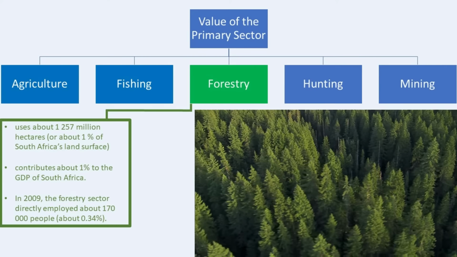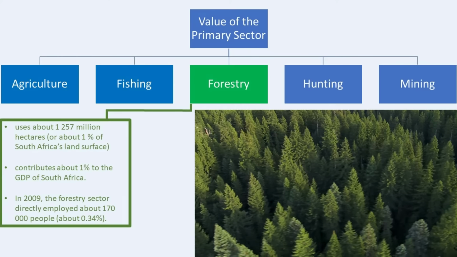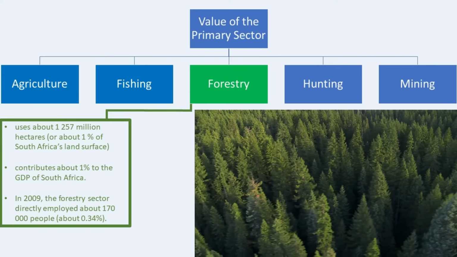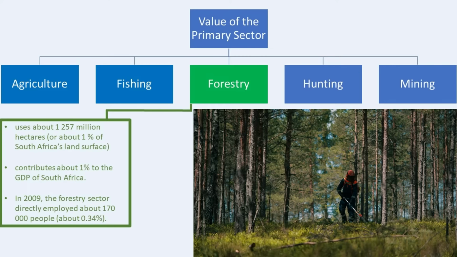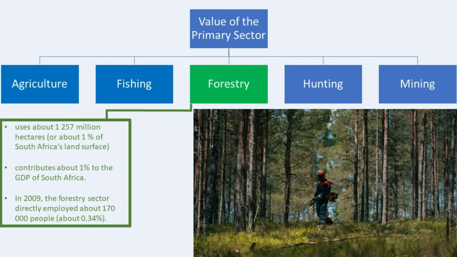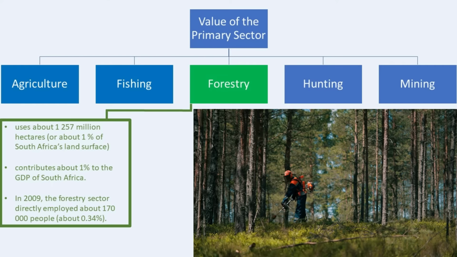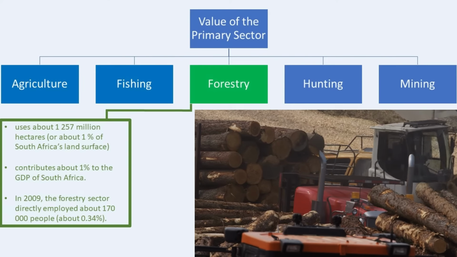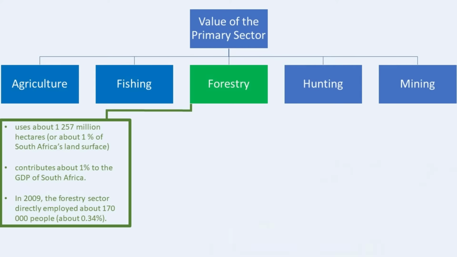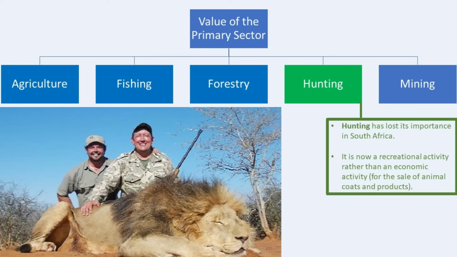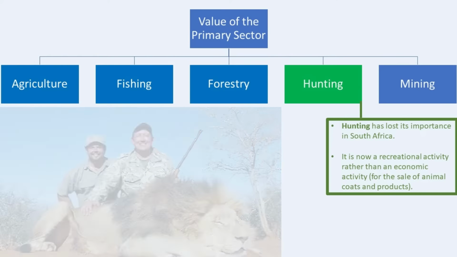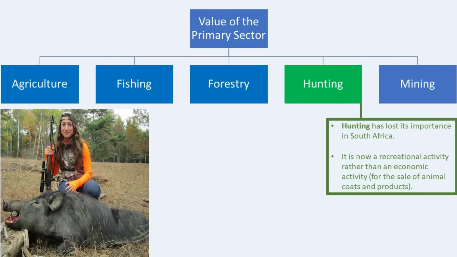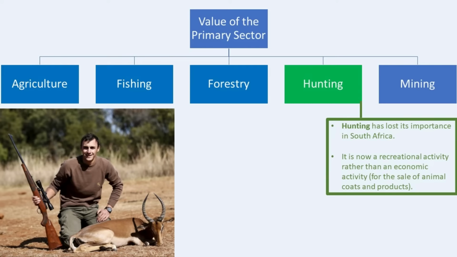Forestry uses about 1,257 million hectares, or about 1% of South Africa's land surface, and contributes about 1% to the GDP of South Africa. The forestry sector directly employs about 170,000 people, or 0.34% of the population. Hunting has lost its importance in South Africa. It is now a recreational activity rather than an economic activity for the sale of animal coats and products.